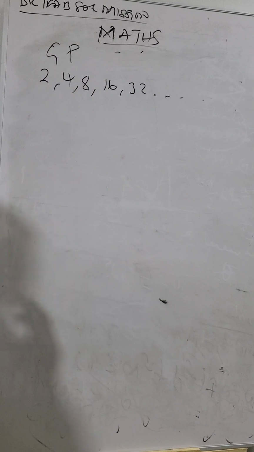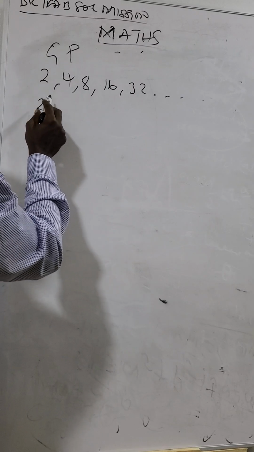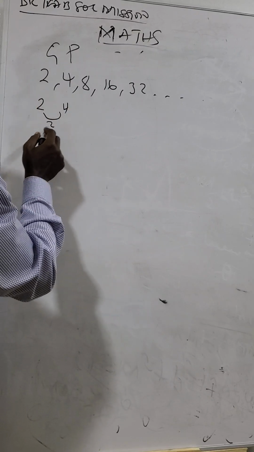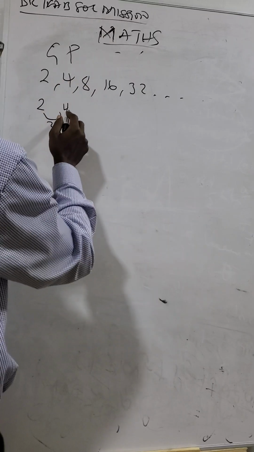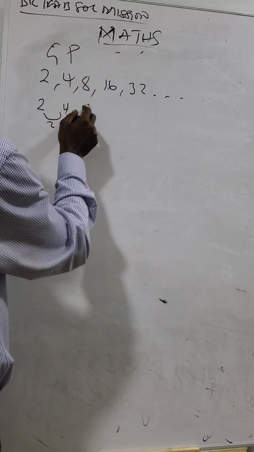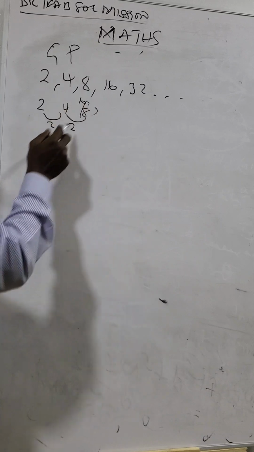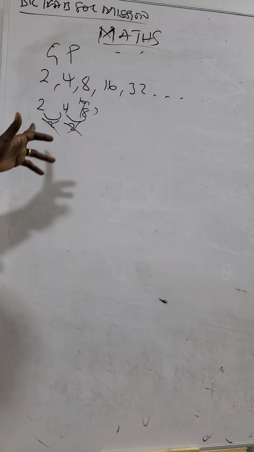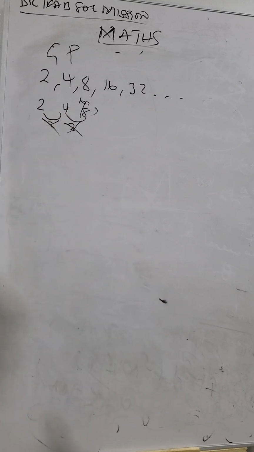You realize that from 2 to 4 we would have said maybe we added 2. Let's see whether it works. If we added 2 from 4 to 8, adding 2 will not give you 8, it will rather give you 6. So you realize that this is not linear, not the first kind we described, arithmetic progression. This doesn't follow. Now try the other method and see.